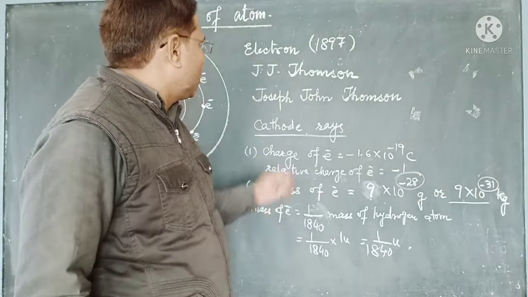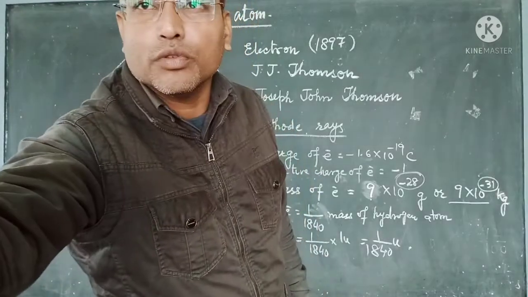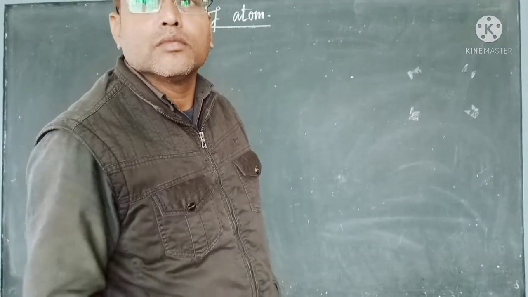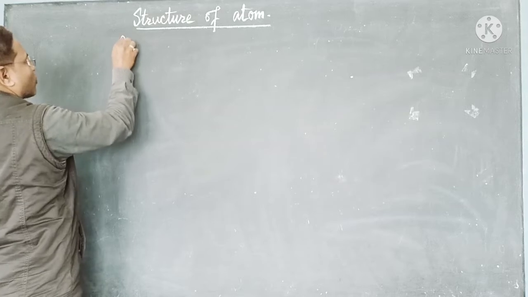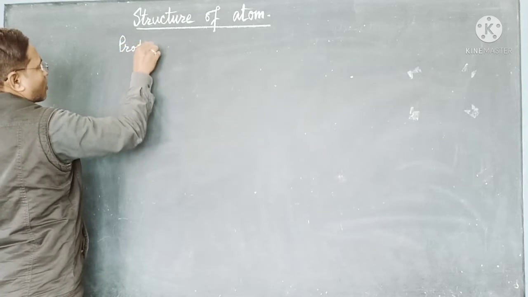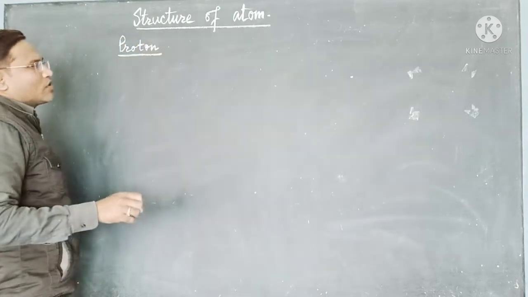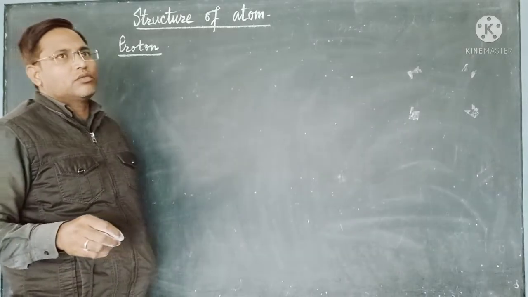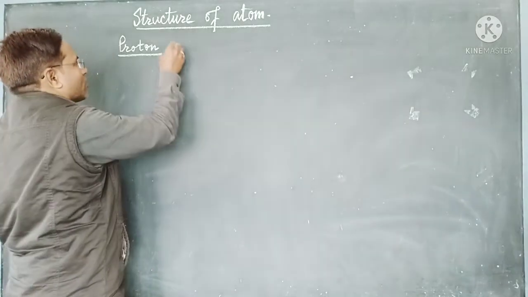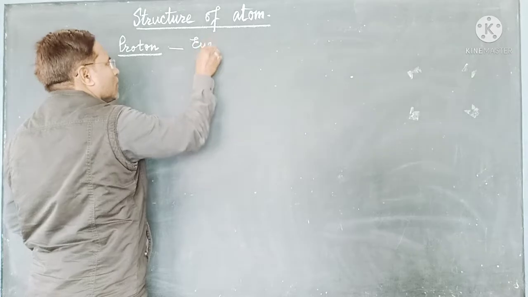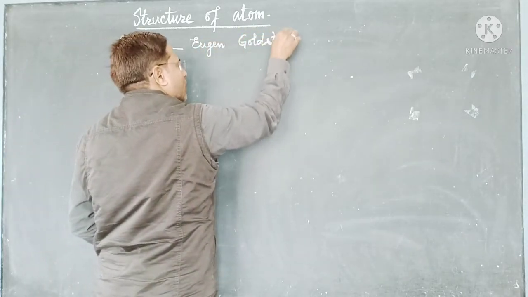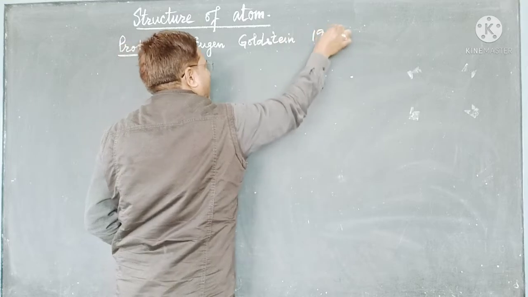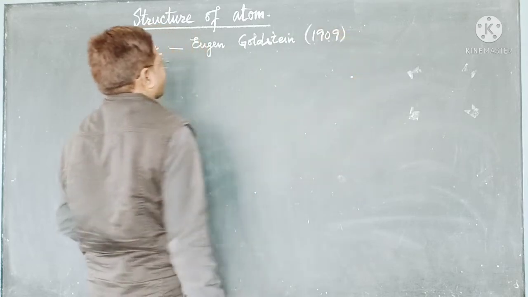Now we will learn about the proton. Now we will see the discovery of the proton. Electron we have seen. The discovery of the proton was done by Eugen Goldstein in 1909.